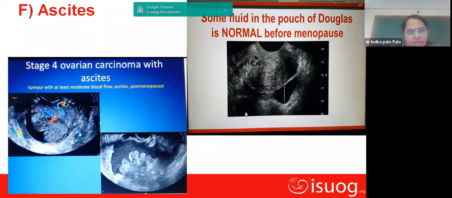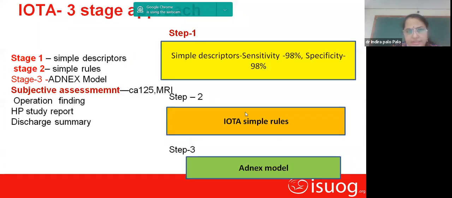The next, sixth, is ascites. I have already discussed that presence of some amount of fluid in the pouch of Douglas is a normal finding, but if you find fluid in the intravesical area, or on the peritoneum, or beyond the pouch of Douglas, then it is suggestive of ascites. And if there is ascites, it is suggestive of a malignant lesion.